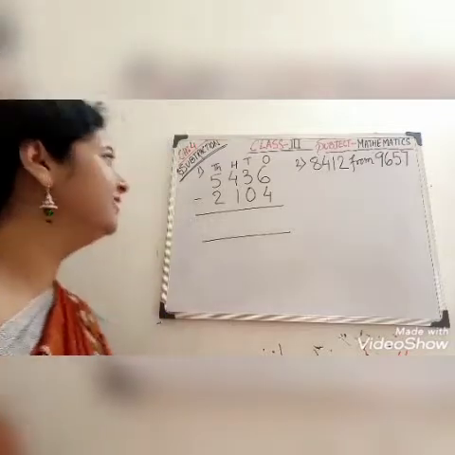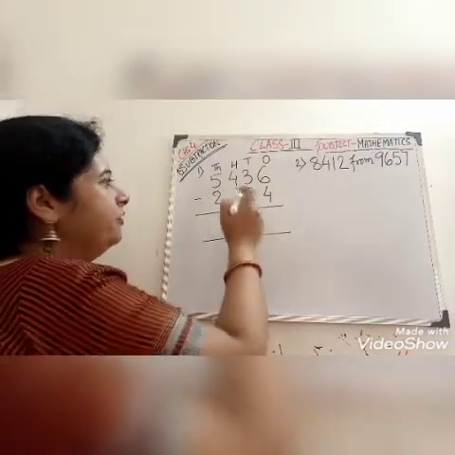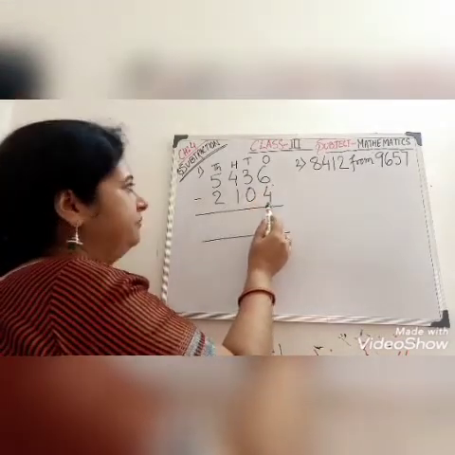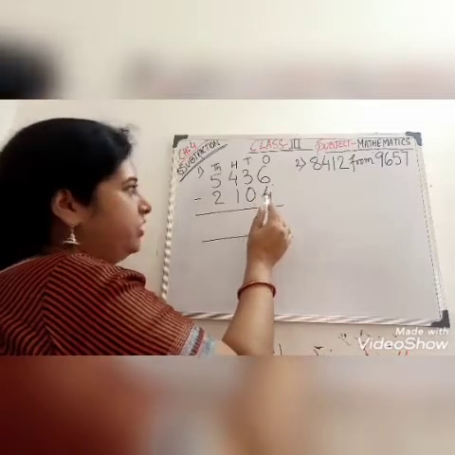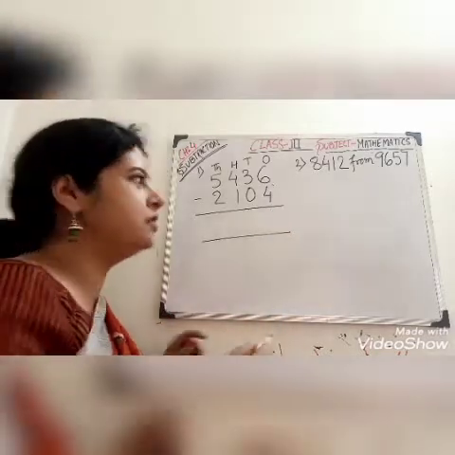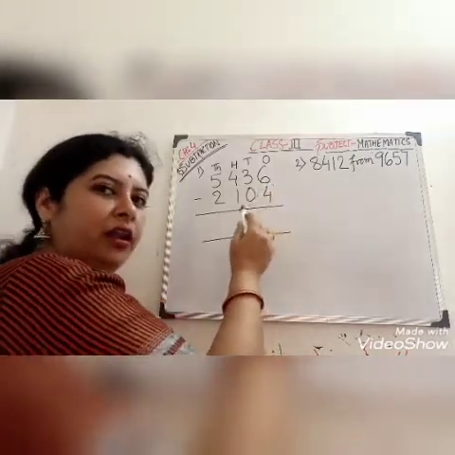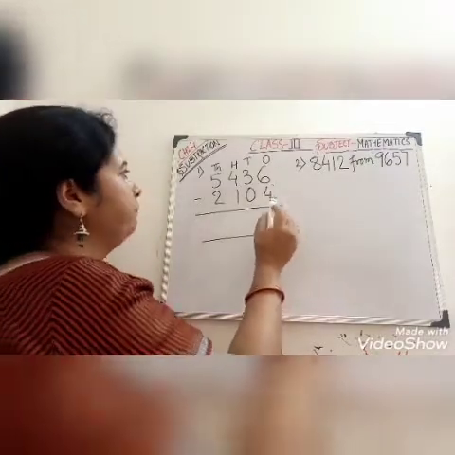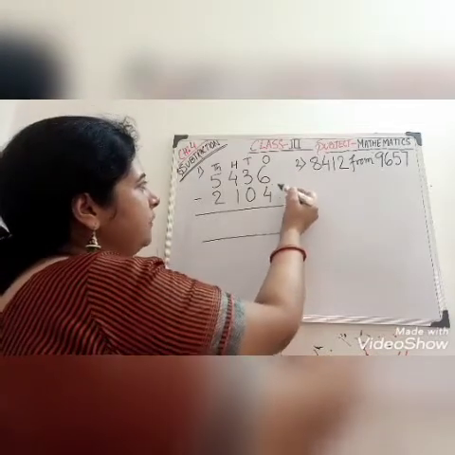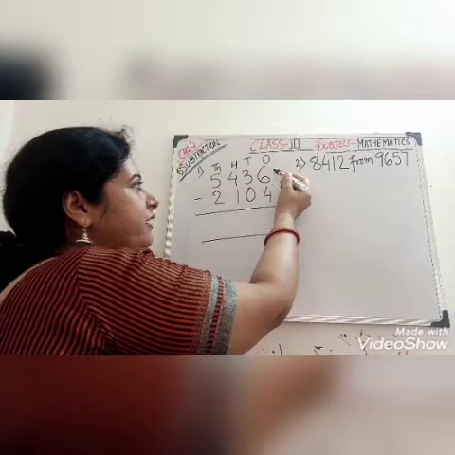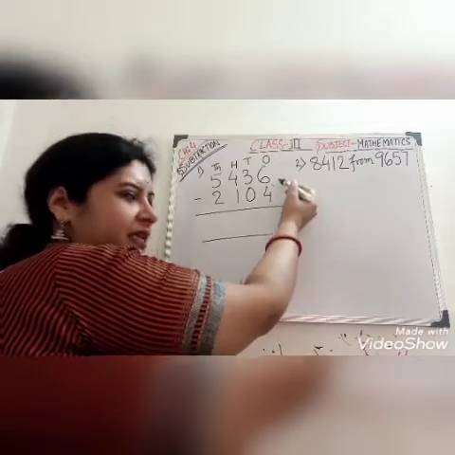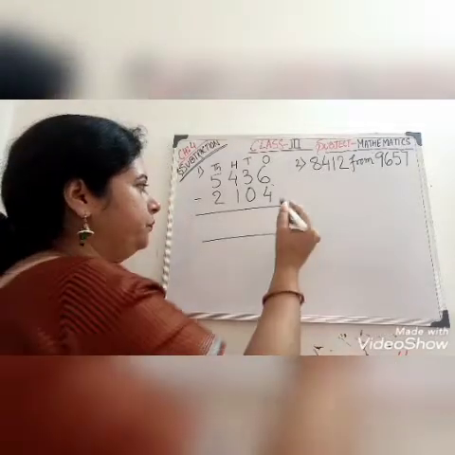Then let's start. First question: this number is called minuend and this number is called subtrahend. Look carefully, children. This number is bigger and this number is smaller. So according to our rules, we subtract the smaller number from the bigger one. Okay. Then we start from ones place. In ones place, in the minuend, it is 6 and in the subtrahend, it is 4. So we subtract 4 from 6. So it means 2.